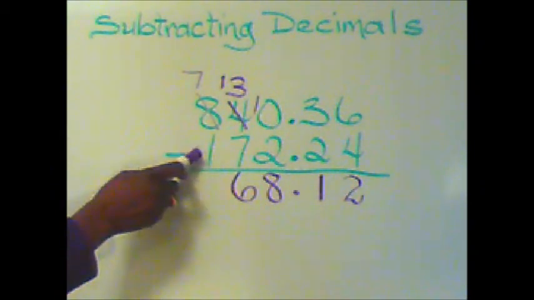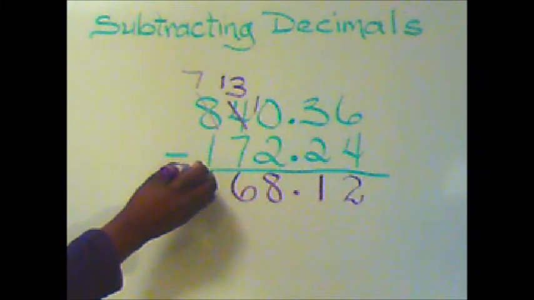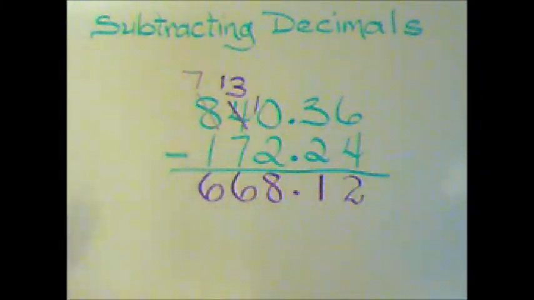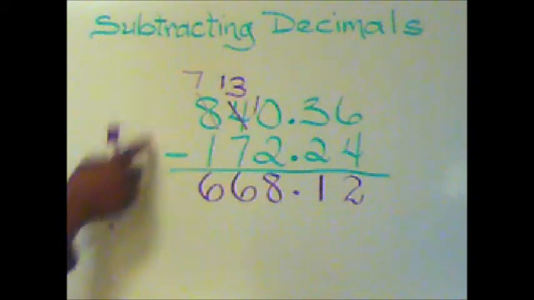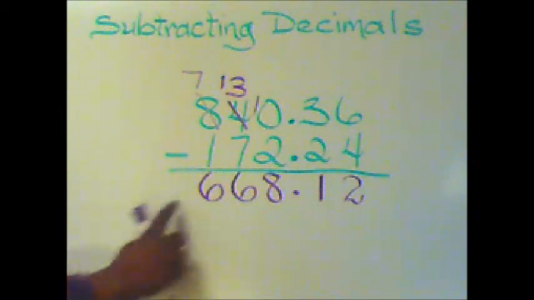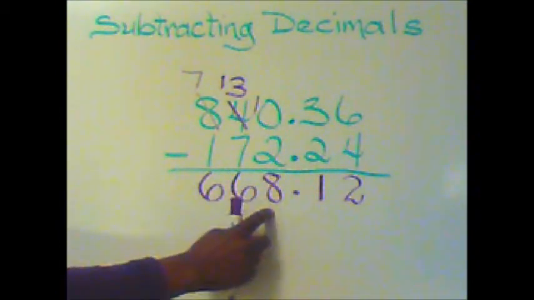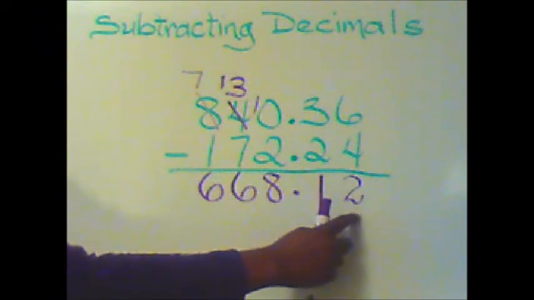7 minus 1 equals 6. So my answer for this problem, or my solution to this problem, is 668 and 1200.